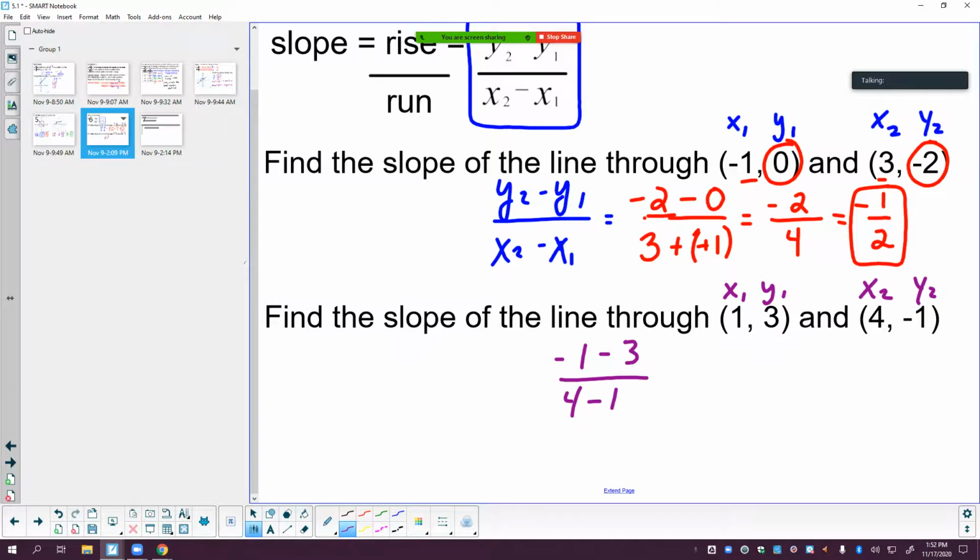Okay, so negative 1 minus 3, that's going to be negative 4. 4 minus 1, that's going to be 3. Negative 4 over 3 does not reduce. I can't reduce that by anything, so it's going to stay as negative 4/3. Any questions about using the slope formula or finding the slope?